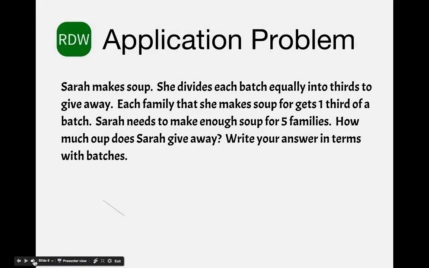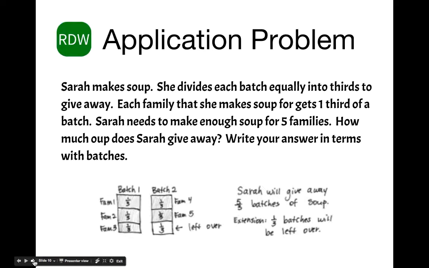All right, looking at our next thing, our application problem. I want you to pause this right now and work out this problem on your whiteboard. The problem says, Sarah makes soup. She divides each batch equally into thirds to give away. Each family that she makes soup for gets 1/3 of the batch. Sarah needs to make enough soup for 5 families. How much soup does Sarah give away? Write your answer in terms of batches. So, if you have not solved this, stop this and go ahead and solve your answer.